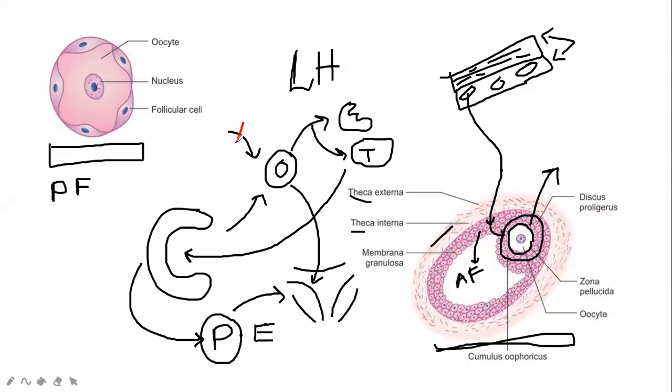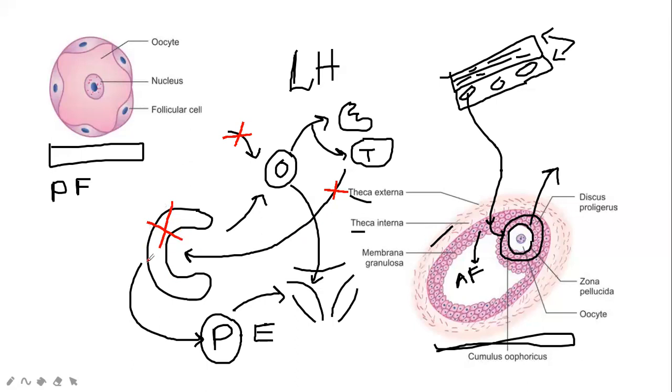So what if we don't have fertilization? Then we don't have the differentiation into the embryoblast and the trophoblast, and we don't have the maintainer. So we don't have the maintainer for the corpus luteum, and the corpus luteum will degenerate. And that's called the corpus albicans.